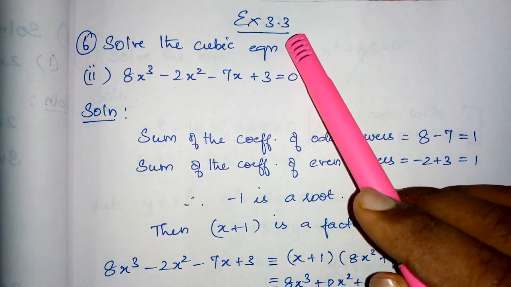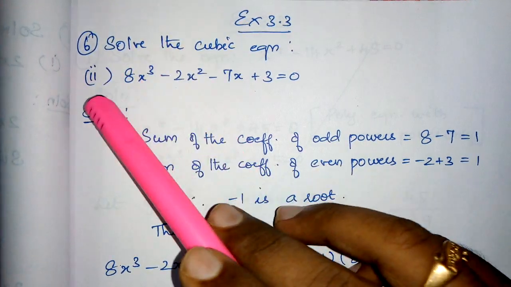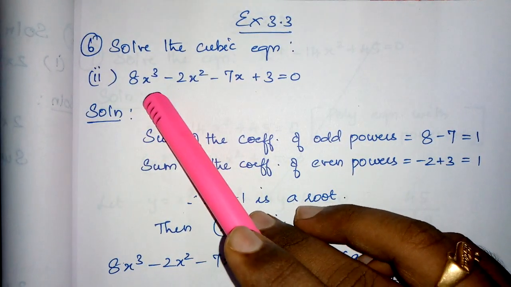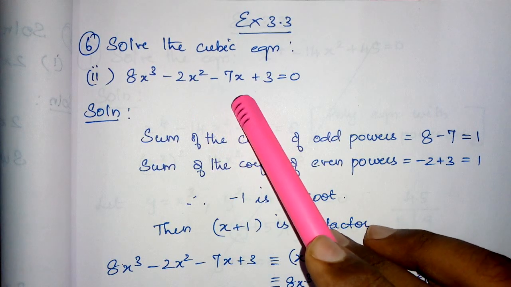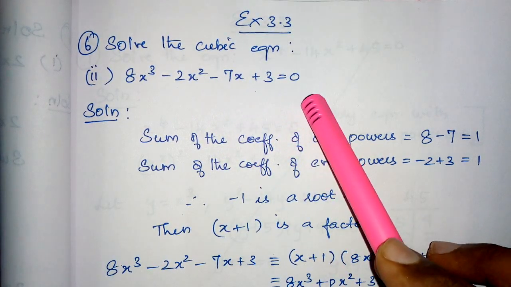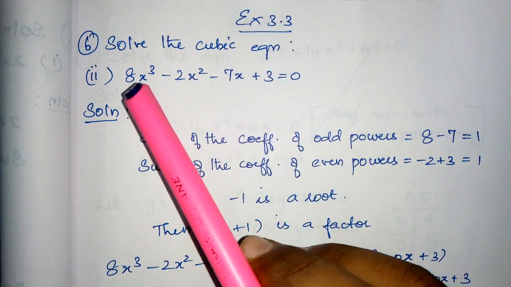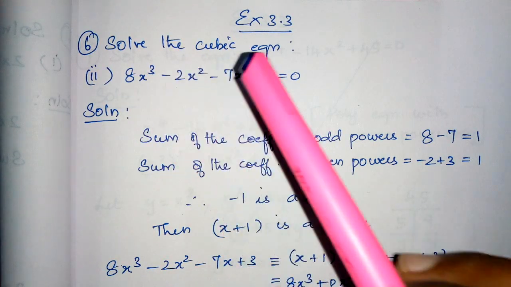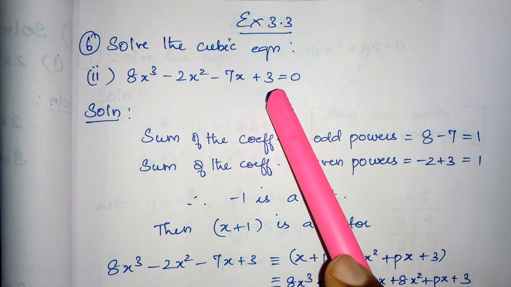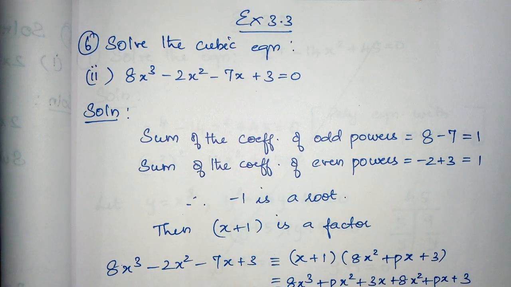Exercise 3.3, question number 6, subdivision 2: 8x cube minus 2x square minus 7x plus 3 is equal to 0. In the solution, previously we found the sum of all the coefficients, right? So here also, first we will find the sum of all the coefficients.